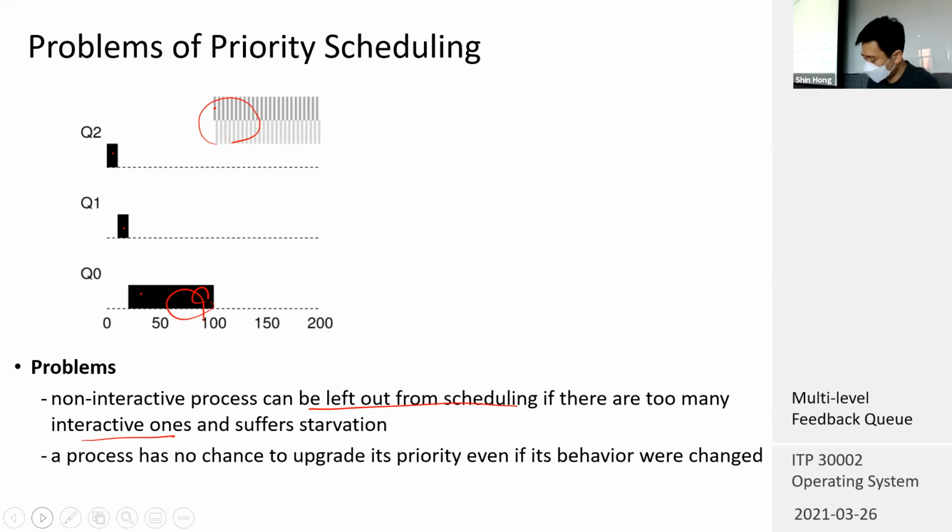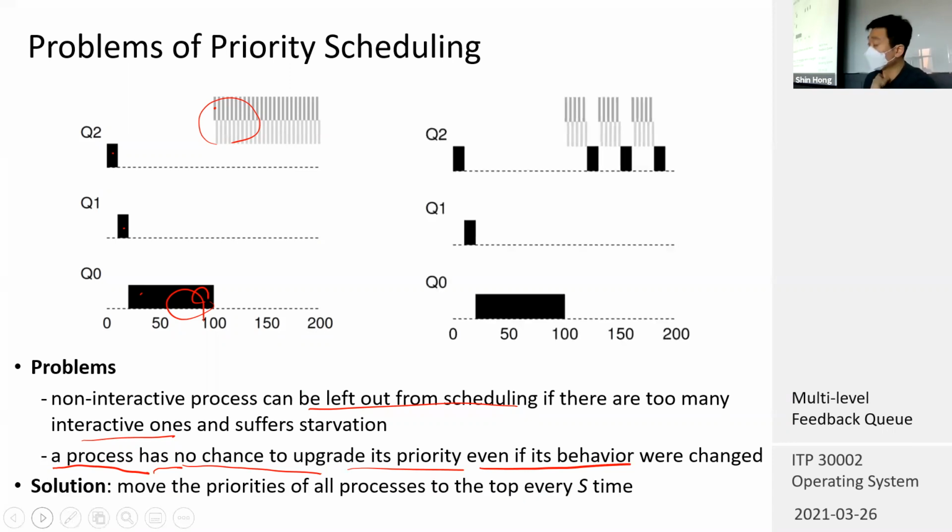Another problem is the one we have discussed earlier. A process has no chance to upgrade its priority, even if its behavior changes. In that case, this is not a good job. So people have devised some solutions.